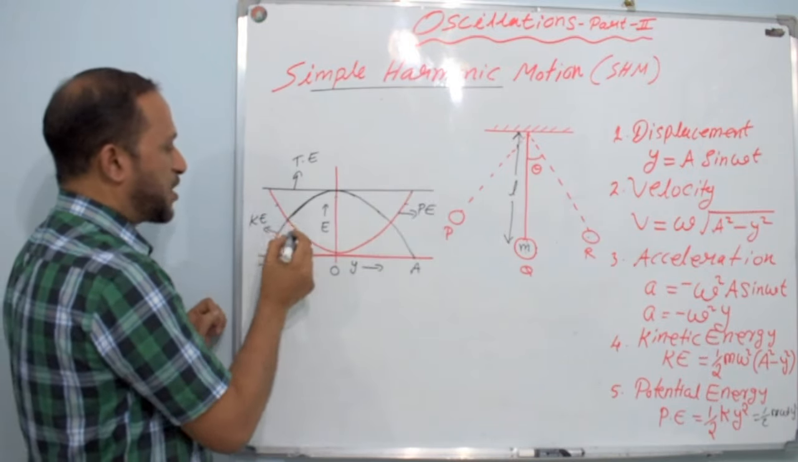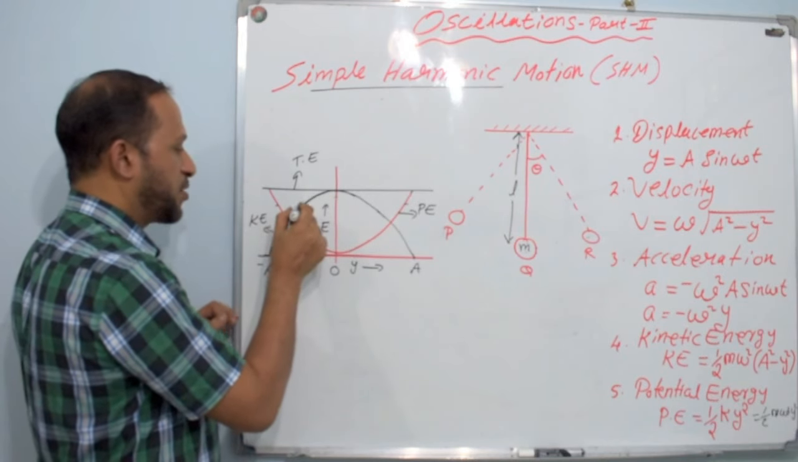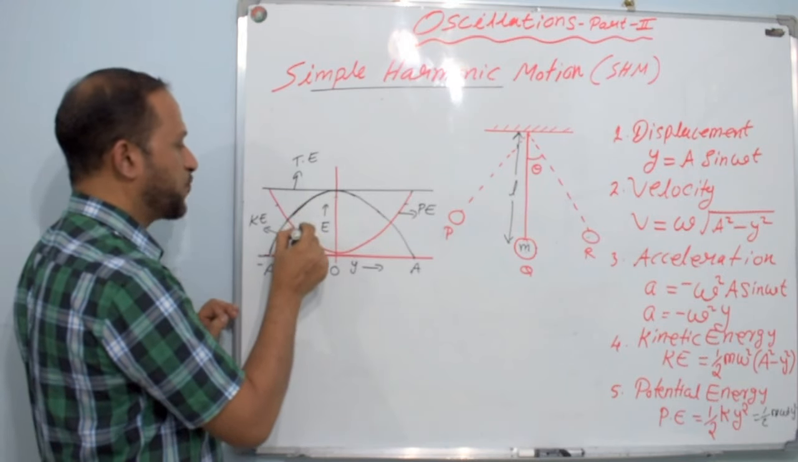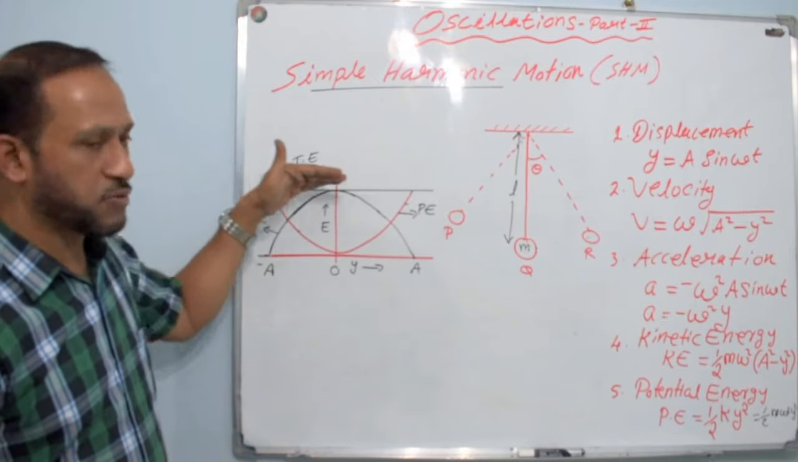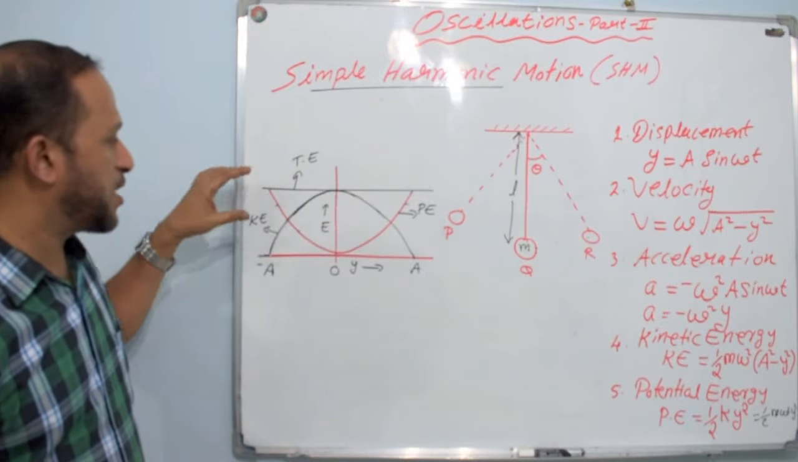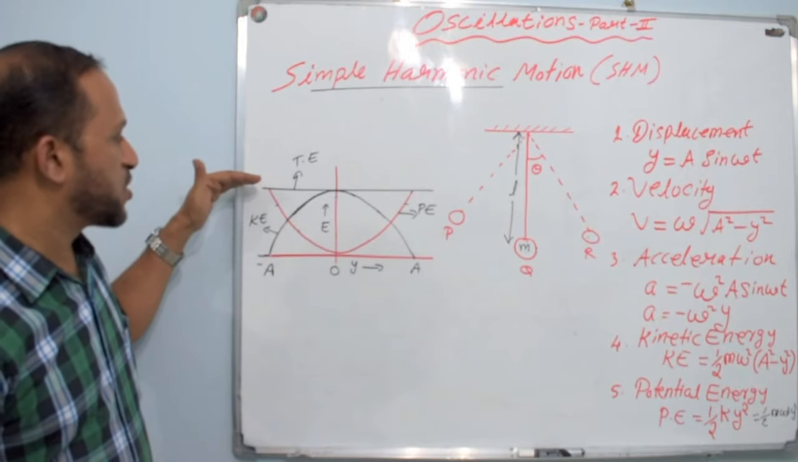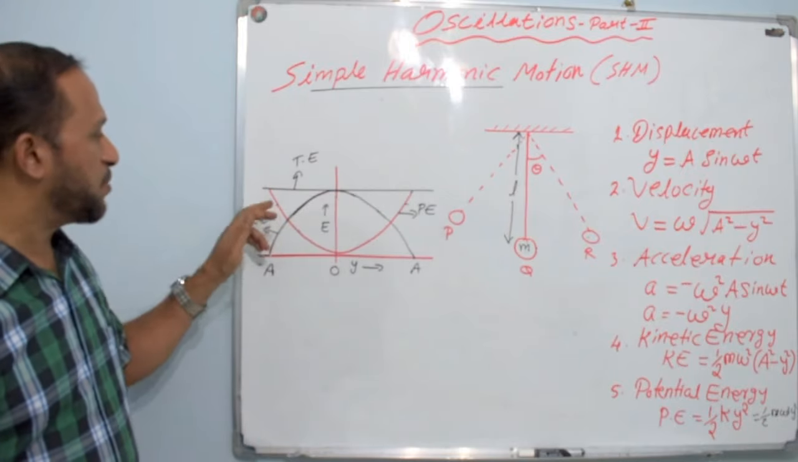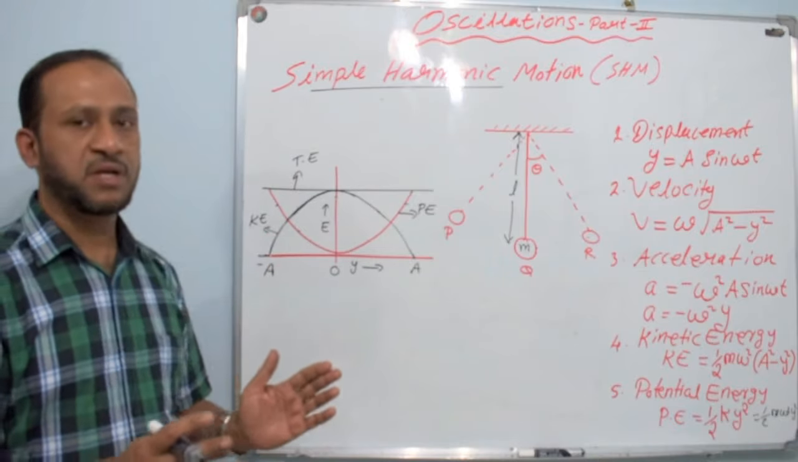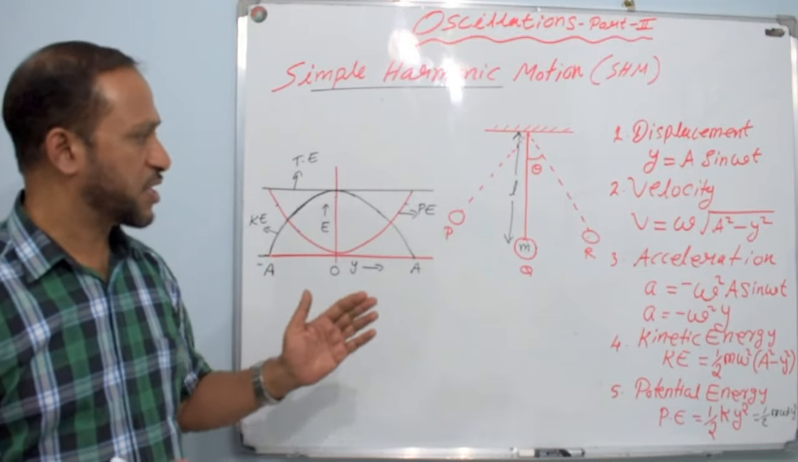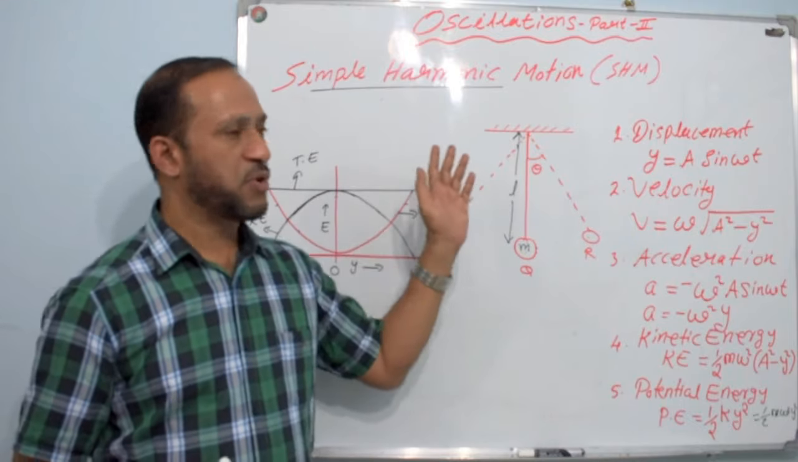At other points, we have kinetic plus potential. When we add these two, that will be equal to the total energy. Means the total energy remains constant throughout. It is a horizontal line parallel to the x-axis. So there is no change in total energy. But kinetic energy and potential energy will keep on changing. The total energy will remain constant. So this is the total explanation of simple harmonic oscillation.